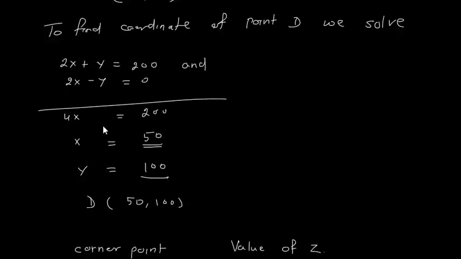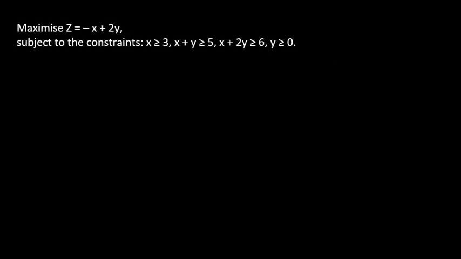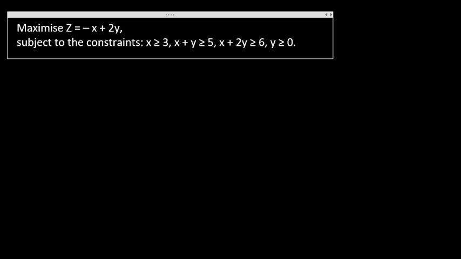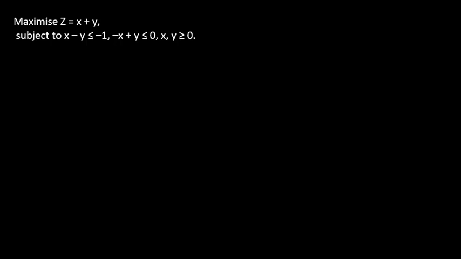Okay, so two more questions are there. We have to maximize minus x plus 2y, with x greater than or equal to 3, x plus y greater than or equal to 5, x plus 2y greater than or equal to 6 and y greater than or equal to 0. This is one problem. Now you can try this problem. And one more problem. We have to maximize z is equal to x plus y. Conditions are x minus y less than or equal to minus 1, minus x plus y less than or equal to 0, and x, y greater than or equal to 0. So I recommend that you try these problems. They are also going to be simple, as with all the previous problems.